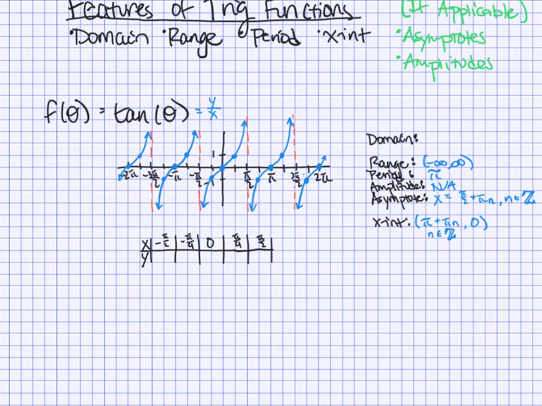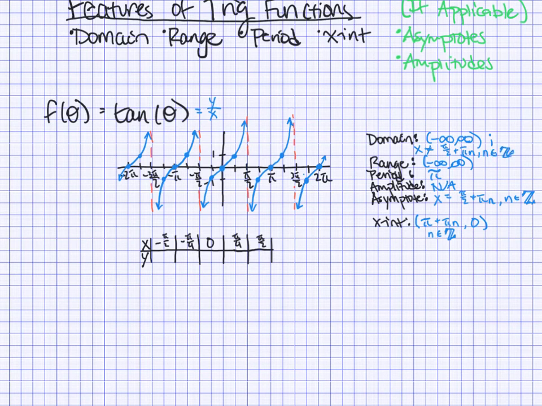Now, when we take a look at our domain, it is all of our possible x values that we can have. So our domain is really almost all the x values. It's really negative infinity to positive infinity. The only time where we can't have that x value is at the asymptote. So it's going to be from negative infinity to positive infinity, colon, except x cannot be equal to our asymptotes. So pi over 2 plus pi n, where n is an element of the integers.